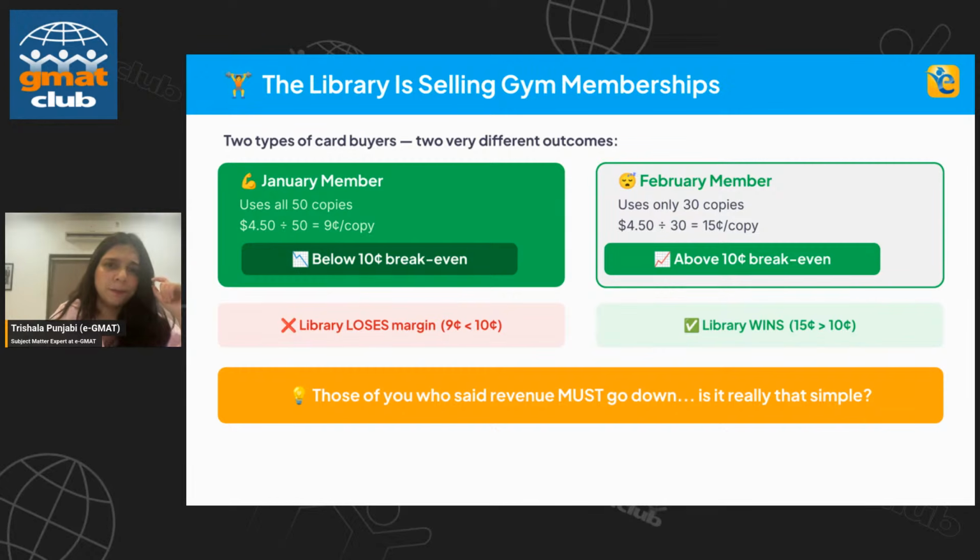So for them, the cost is 15 cents per copy, which is above the 10-cent break even. So here, earlier the library was making 10 cents. Now the library is making 15 cents. So here the library is winning. So depending on the number of copies made by the different users, we will decide whether the revenue is going up or down. All right.